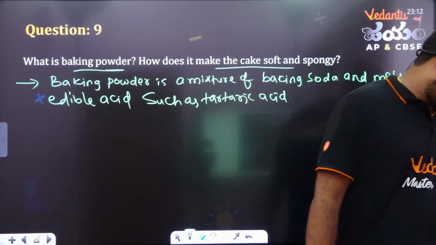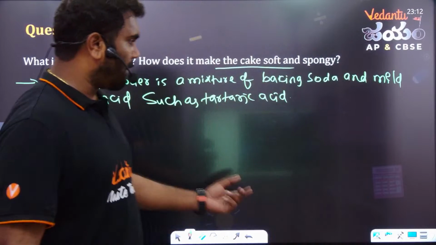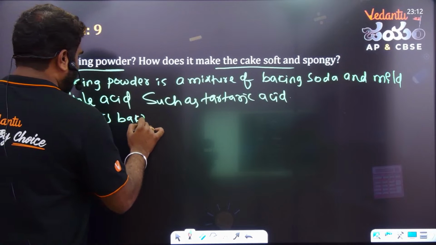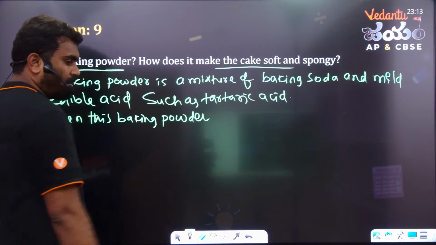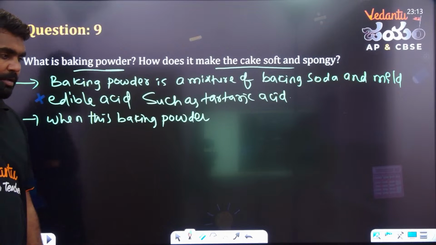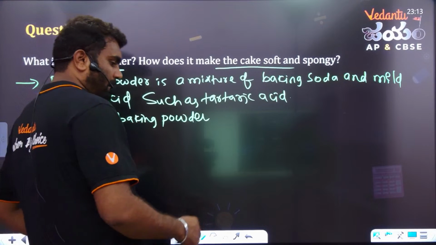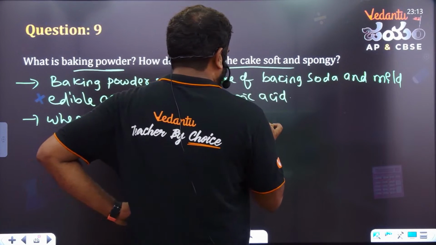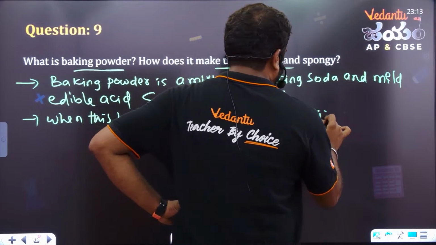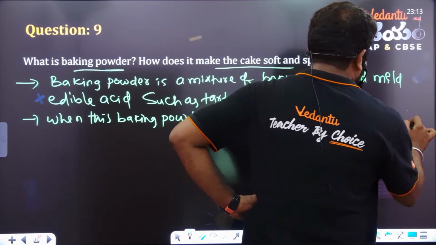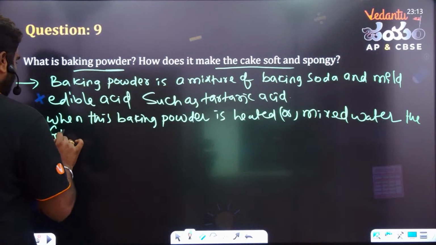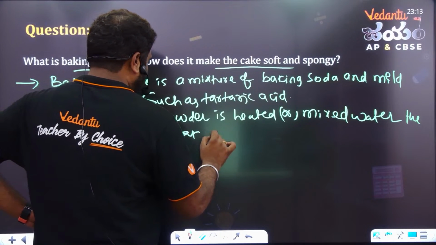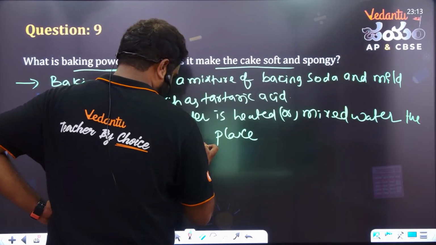Now when this baking powder is heated, so when we heat this baking powder, సో ఈ బేకింగ్ పౌడర్ని హీట్ చేసాం అనుకో ఏమవుతుందన్న, వెన్ బేకింగ్ పౌడర్ ఈజ్ హీటెడ్ ఆర్ మిక్స్డ్ ఇన్ వాటర్. సో వెన్ దిస్ బేకింగ్ పౌడర్ ఈజ్ హీటెడ్ ఆర్ మిక్స్డ్ ఇన్ వాటర్, వాట్ విల్ హ్యాపెన్? The following reaction takes place.